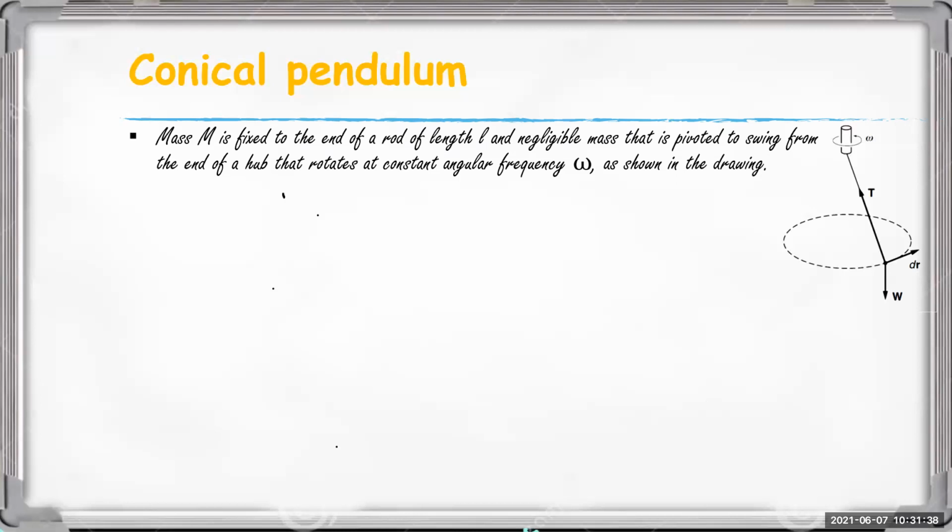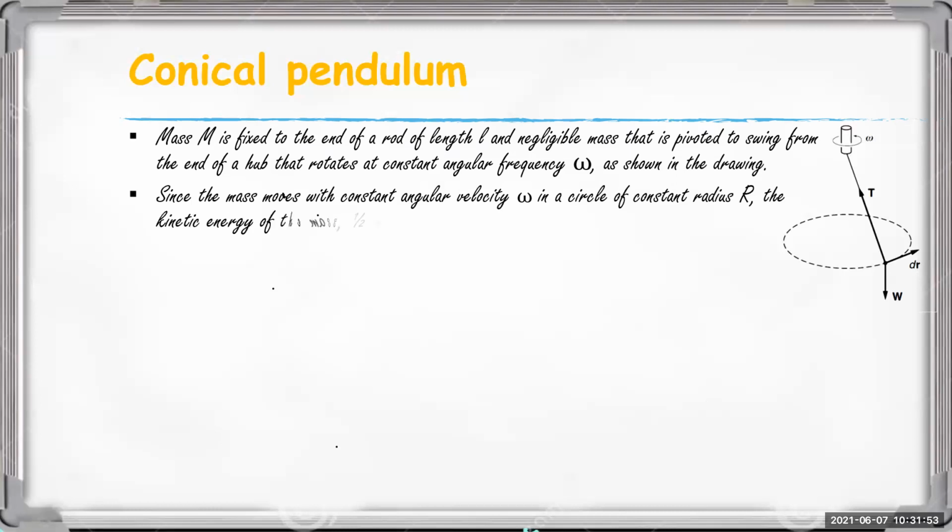The hub is rotating with a constant angular velocity omega as shown in the drawing. Since the mass moves with constant angular velocity omega in a circle of constant radius, the kinetic energy of the mass is half m r squared omega squared. It was obtained in the previous cases.